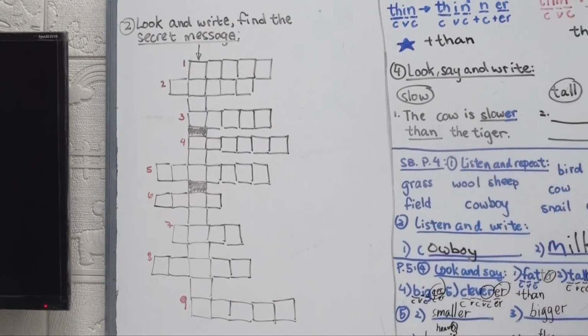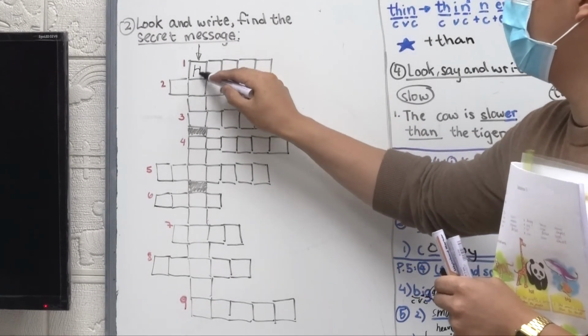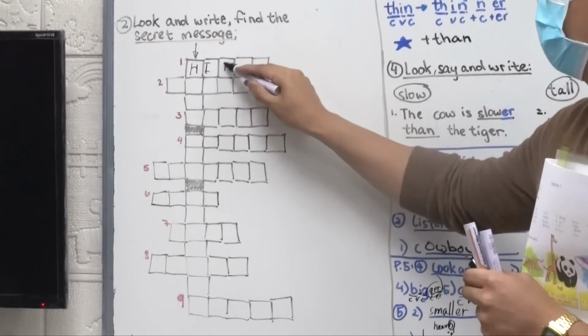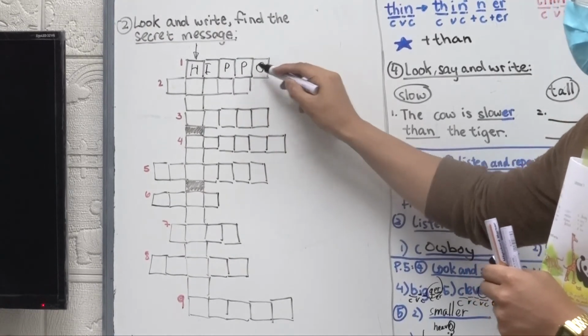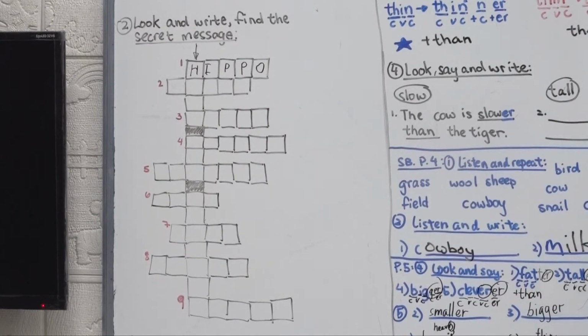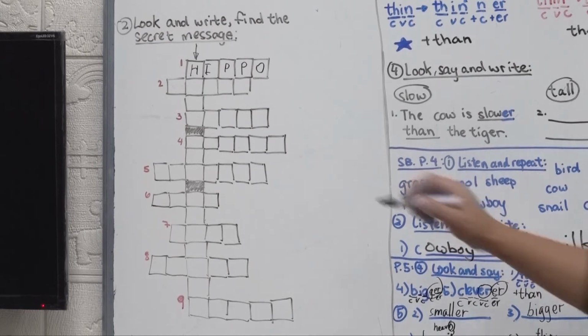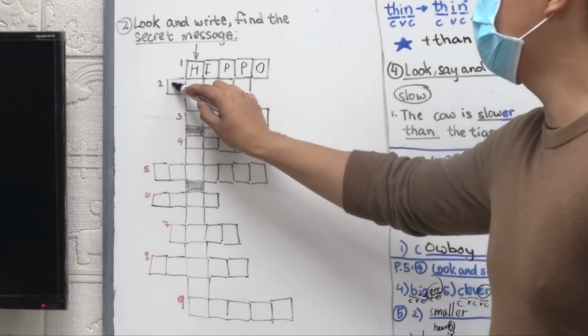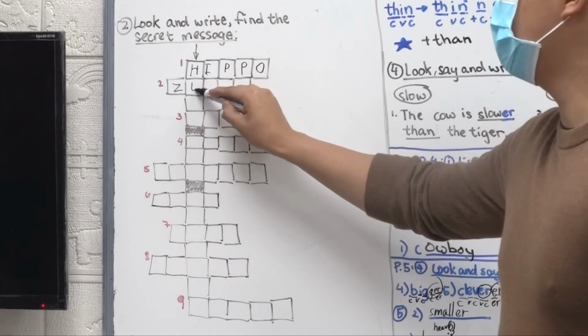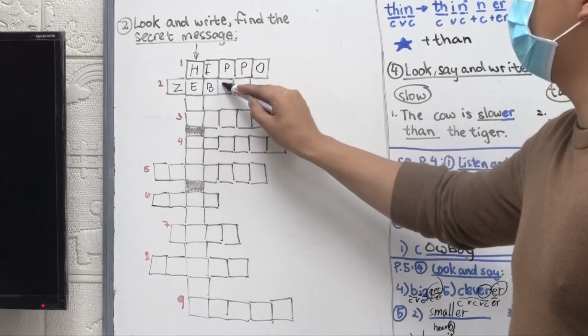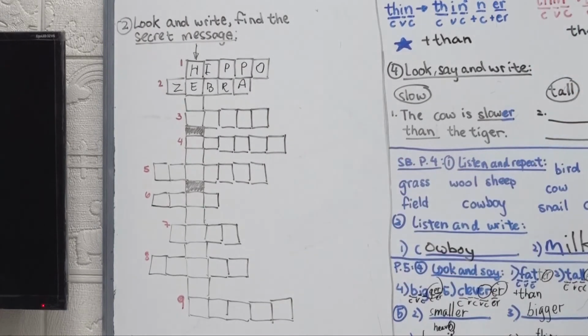How do we spell hippo? H-I-P-P-O. You can try to write down with big letters, okay? Hippo. What about number 2? What animal is that? It has black and white colors. Zebra. A zebra or a zebra, right? You can say both ways, it is okay. How do we spell it? Z-E-B-R-A. Very good.